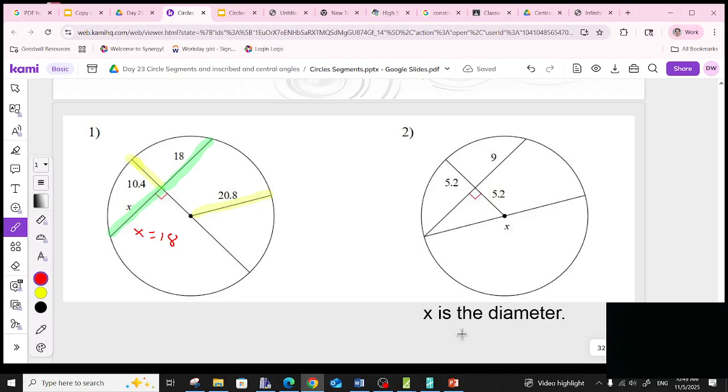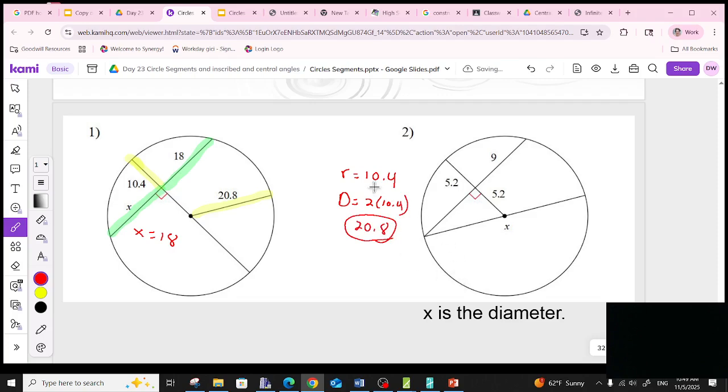Now, when they have X in the center like that, X is the diameter. So they want to know this whole length here. If this is 5.2 and this is 5.2, how big is the radius? 10.4 is the radius. How would I find the diameter if I have the radius? Multiply by 2. So that would be what? 20.8.